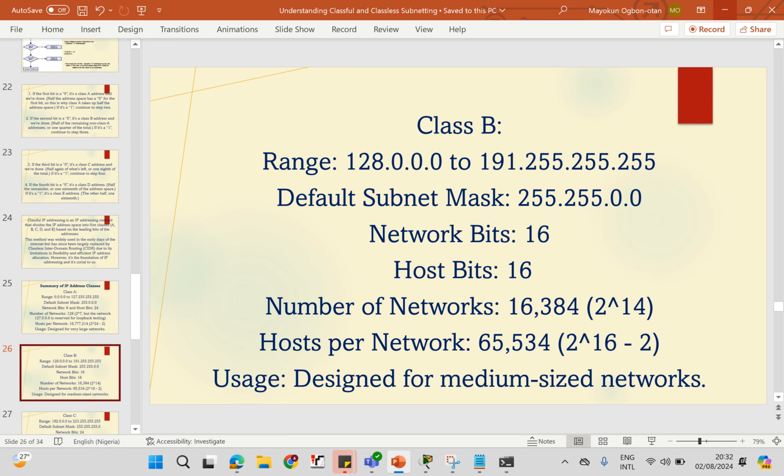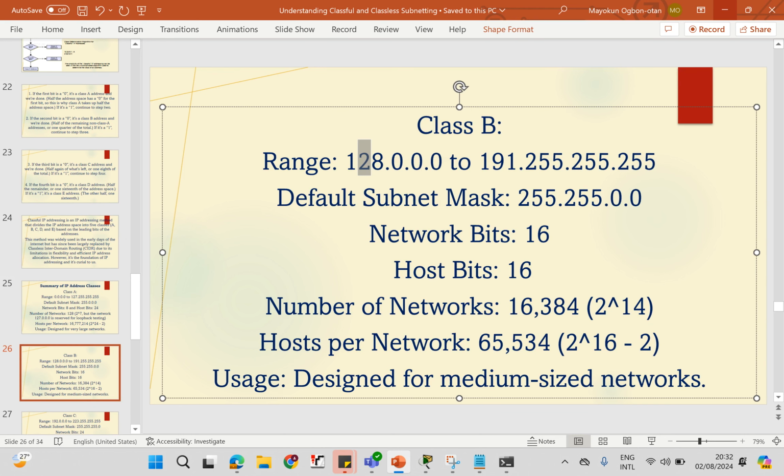Class B ranges from 128.0.0.0 to 191.255.255.255. The subnet mask is, you see, it's called default subnet mask. It can be changed.